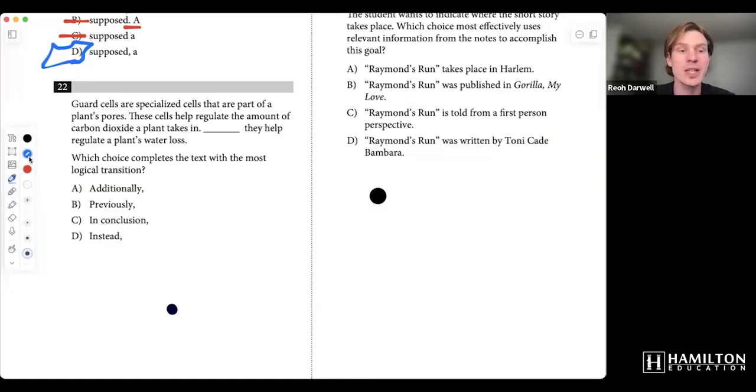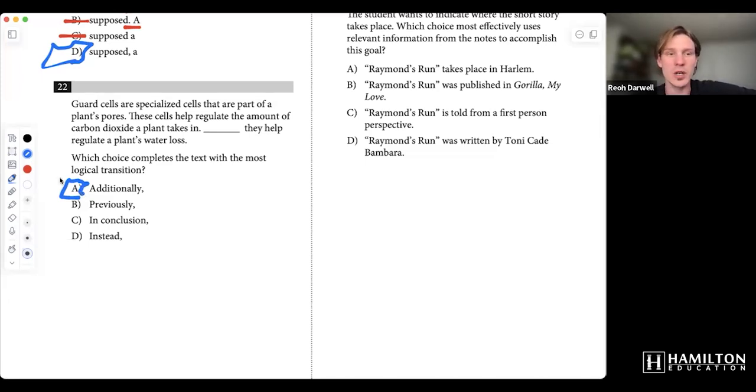All right, so 22 is a transitional question. All right, we want to think about the categories of transitions we have, which are additional information, cause and effect, a pivot, emphasis or evidence, time, things like that, conclusion. In this case, we are just giving additional information. Guard cells do several things. One, they regulate the amount of carbon dioxide. Two, they regulate water loss. So we want to use an additional information transition category here, which would be additionally.